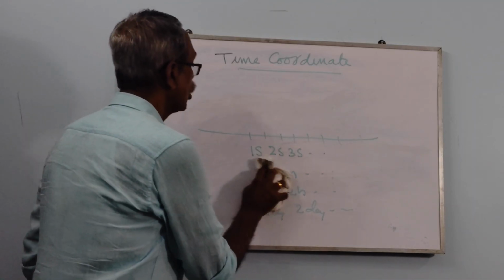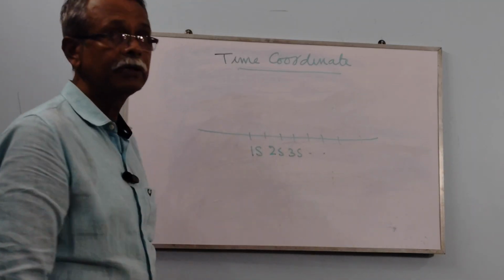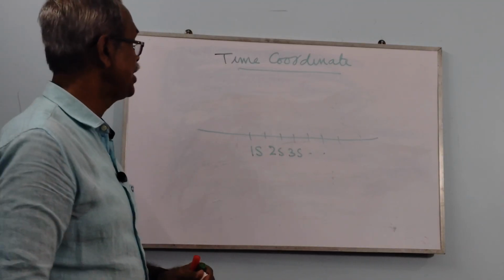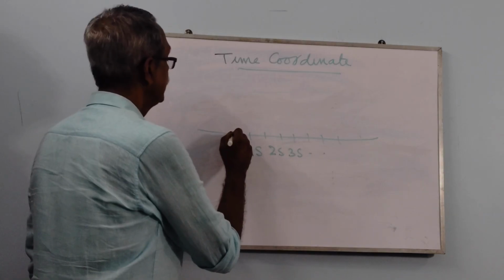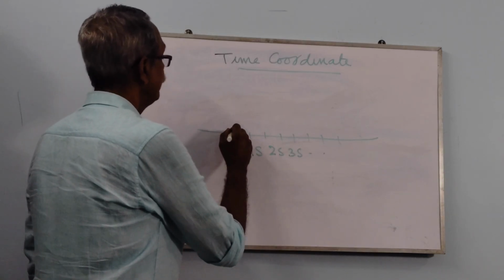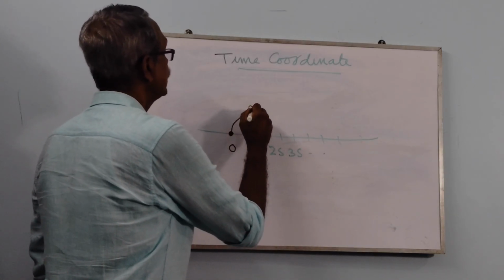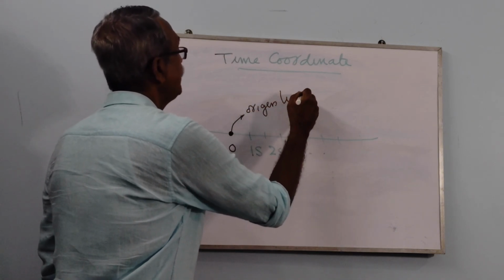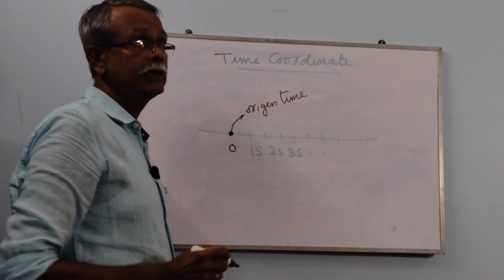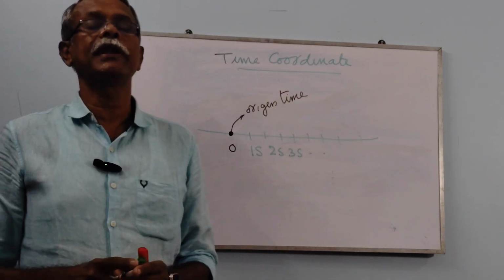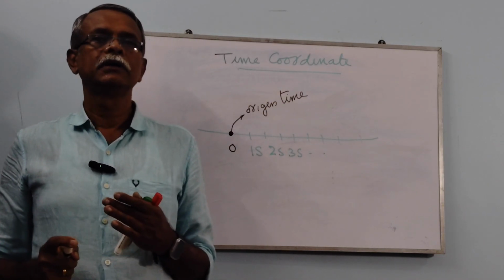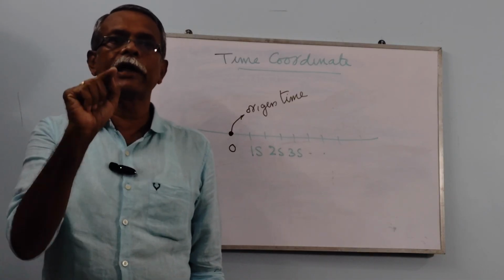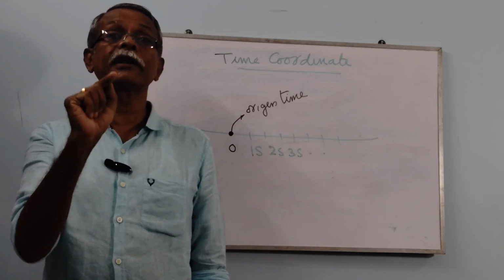So this is the time coordinate system. And for the time coordinate system also, we have to fix an origin. Therefore, this is taken as 0, which is the origin of the time. We know that time flows continuously, and so fixing the origin of time coordinates means we are choosing a particular time as the starting point.